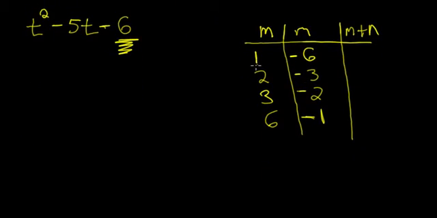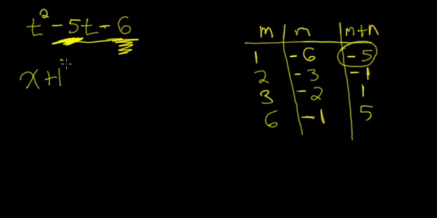But let's add these together. So 1 plus negative 6 is negative 5. 2 plus negative 3 is negative 1. Positive 1, positive 5. Well, this term here matches our B. We multiply, we get C. We add, we get B. So these are what we want. And so my factors are x plus 1 and x minus 6. And that's all nice.